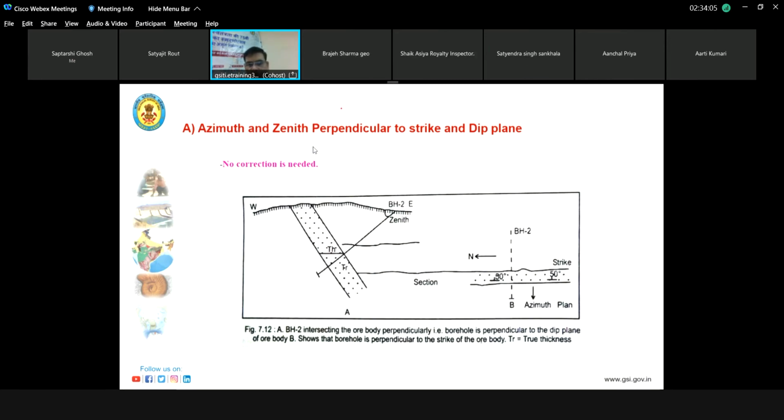Thickness. Excuse me, sir. Sir, what if my ore body is dipping 65 degrees? Can we drill a borehole at 25 degrees? I am coming. Just a minute.